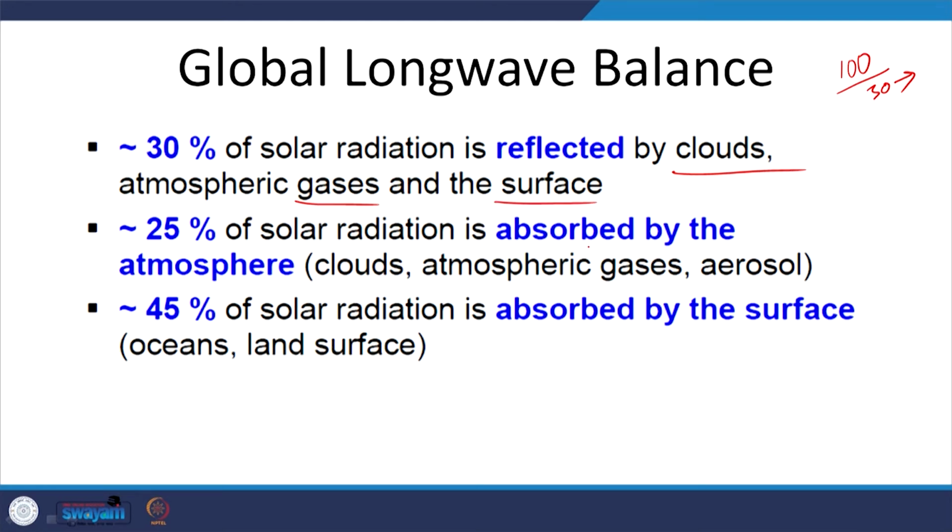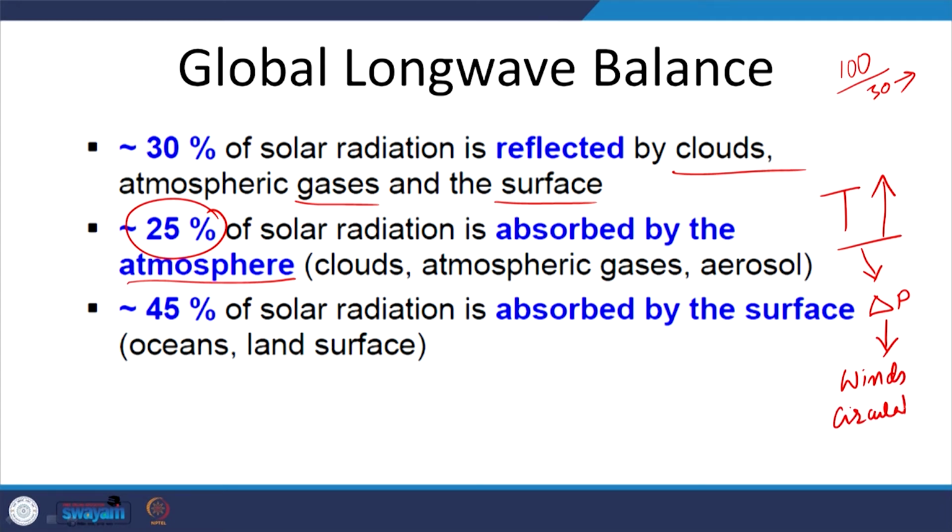25% of the solar radiation is absorbed by the atmosphere. So, this is what is being absorbed. Naturally, if the radiation is absorbed by the atmosphere, the temperature will increase, and this temperature increase will create a pressure gradient, and this pressure gradient will create winds, patterns of winds and circulation and so many things. So, it is basically this temperature change caused by absorbing radiation that drives the weather. We have already seen this, right.